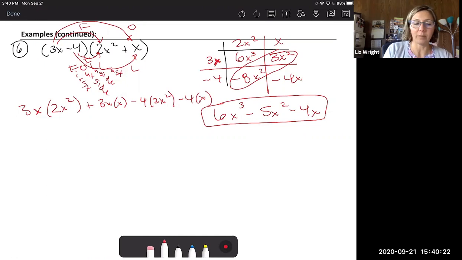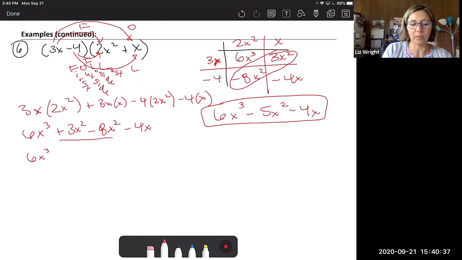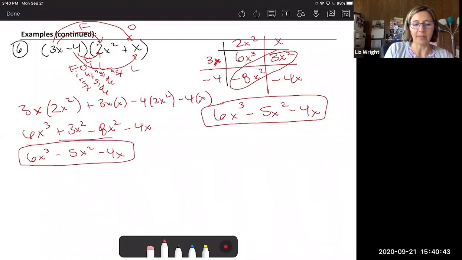And then you're simplifying, combining like terms. So up here we would have 6x cubed plus 3x squared minus 8x squared minus 4x. And then we're combining those. So then we would get 6x cubed minus 5x squared minus 4x. And so we get the same thing. So anyway, you can do it either way. I don't care, whichever way you would prefer to do.